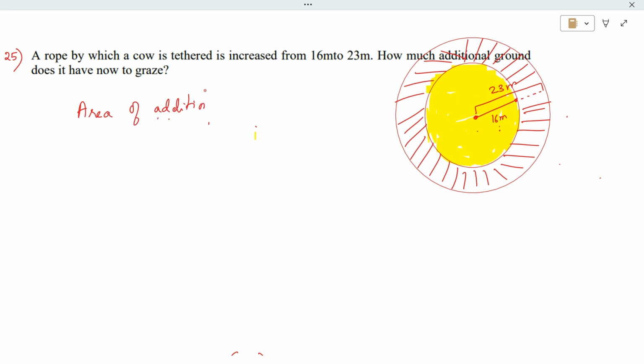So I know it is a shape of a circle, isn't it? So area of a circle is pi r square, and the bigger radius is capital R, okay, and the smaller radius is small r.